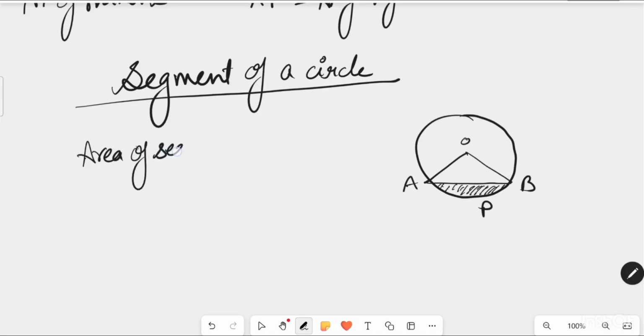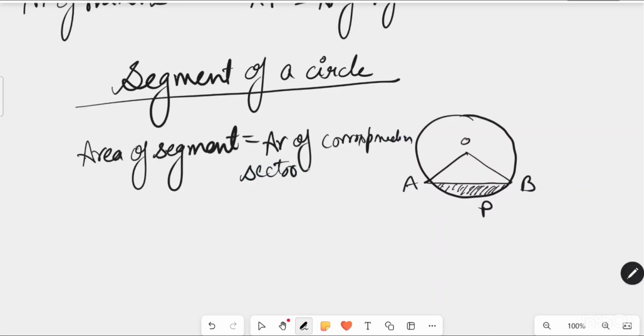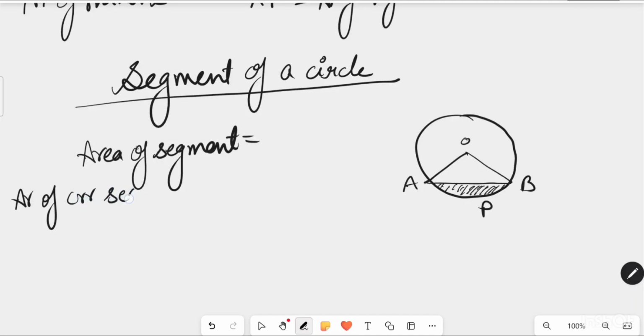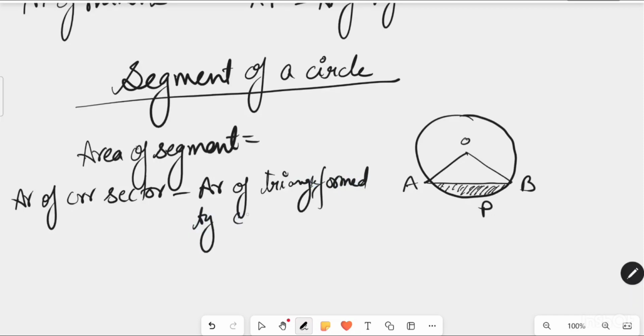Now the area of segment. Area of segment is area of corresponding sector minus area of triangle formed by the chord and radii of circle.